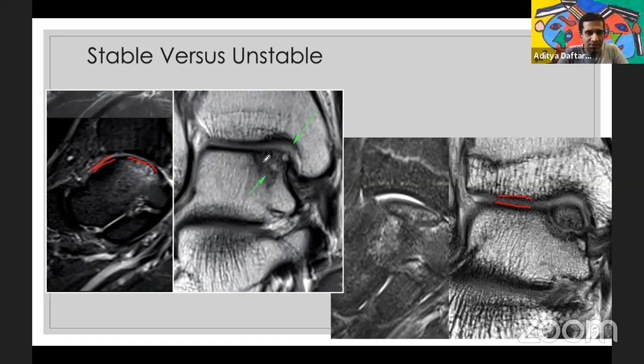We can also tell the interface between the osteochondral lesion and the native bone. So here we just have subchondral cystic changes, whereas here what you can see is a fairly discrete fluid line that separates the osteochondral lesion from the underlying native bone. And this is what we would call an unstable osteochondral lesion. So looking for this fluid line or looking for this clear separation between the osteochondral lesion and the native bone is very important in determining whether something is a stable or unstable osteochondral lesion.